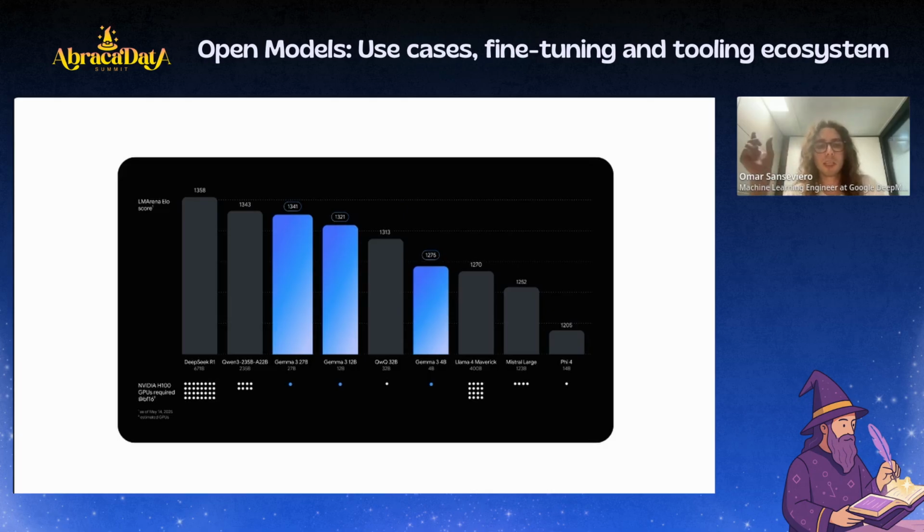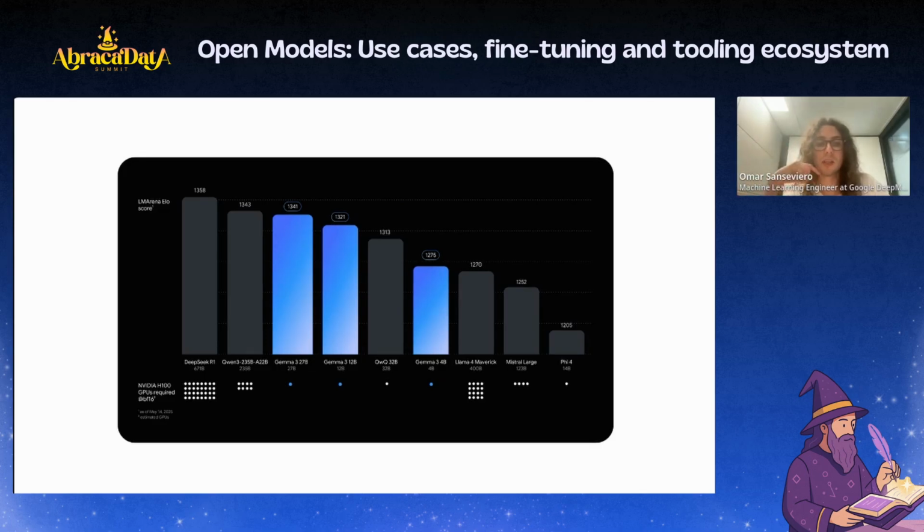So you can see here in blue the Gemma models. All of these are just open models, so models that have open weights. And then the dots at the bottom is the number of H100s, which is a type of GPU. You can replace this with an A100. It's the number of GPUs that you would need to just load the model.